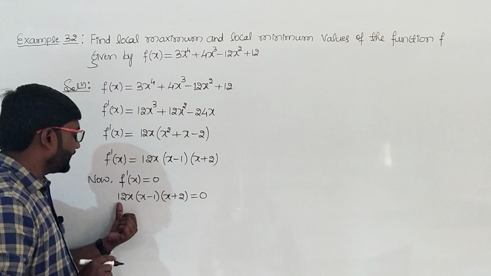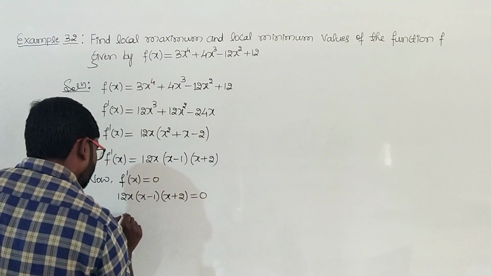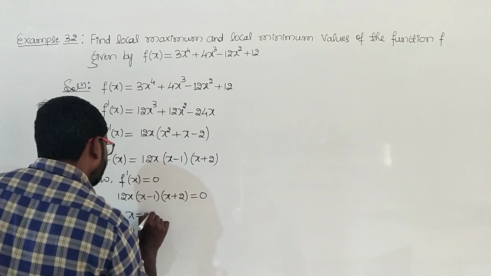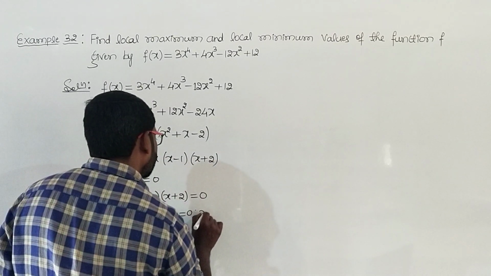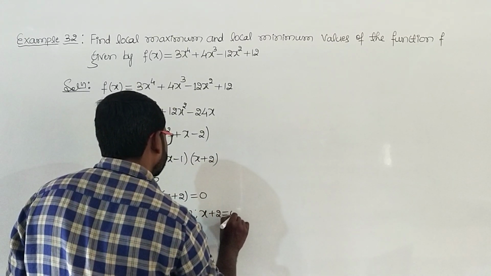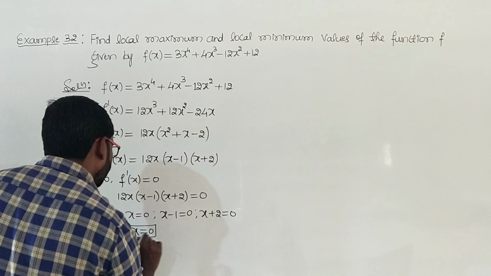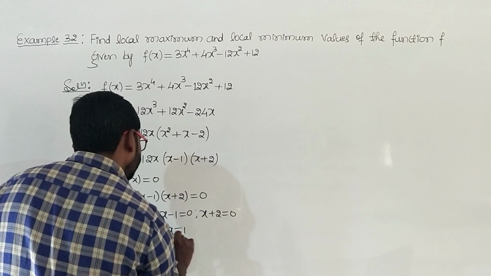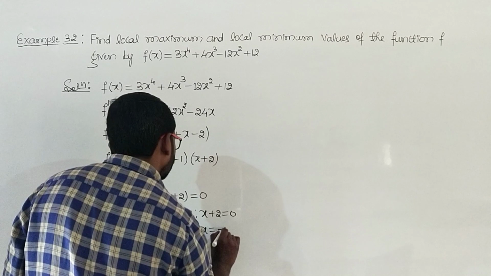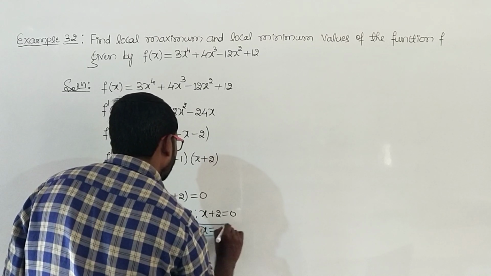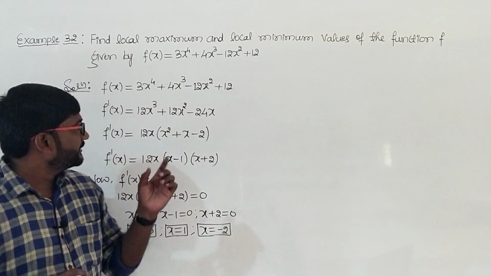So now take 12 to the RHS, it becomes 0. So now we get 0 by 12, that is 0. So x equal to 0, and then x minus 1 equal to 0, and then x plus 2 equal to 0. So we have x equal to 0, and from this we get x equal to plus 1, and from this we get x equal to minus 2. So now we will have to go for the second derivative test.